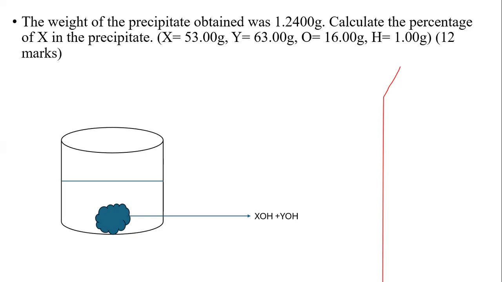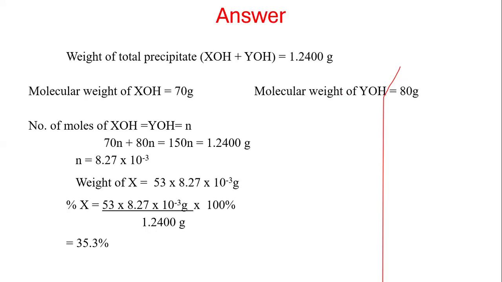Yes, madam. Okay, very good. Only N is the thing that you do not know. Then find N. See, the molecular weight of XOH is 70, the molecular weight of YOH is 80. If the number of moles is N, then you get 70 into N plus 80 into N, that is 150 N, equal to this. Then you can get the value of N.